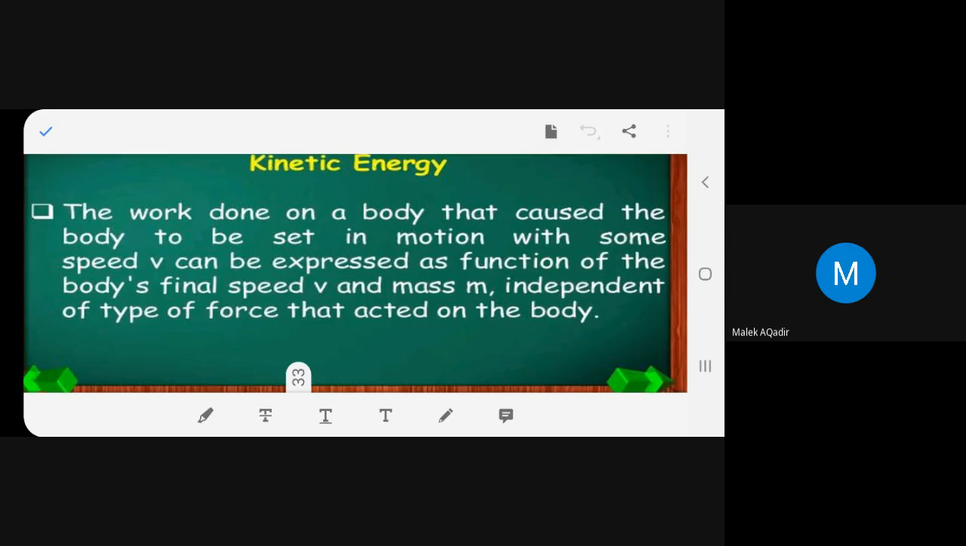So the force could be any type. It could be pull, it could be push, whatever it can be. It is kicked, or it is given a low force, it is given a strong force, whatever it could be, the body gets displaced with certain velocity, and that is called kinetic energy. That means the work is done on the body for it to move with a velocity v, having its mass m. Do you understand?